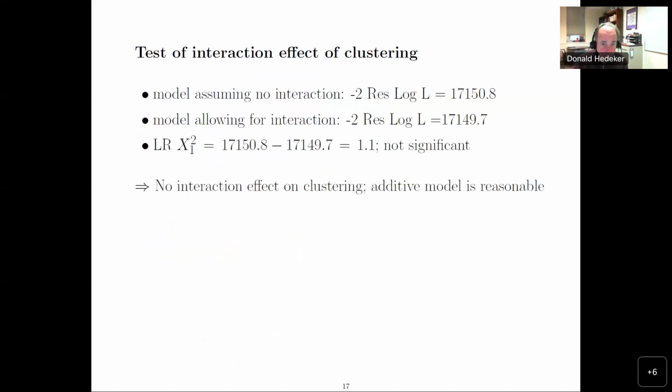Okay. So the model, assuming no interaction, had this deviance here, and -2 times the log likelihood is what's sometimes referred to as a deviance statistic. You can see that they don't differ by much, and the resulting chi-square statistic is like 1. Okay, so there's no interaction effect on the clustering here. The additive model would be reasonable in this case. Again, something to check to help guide which of these two kinds of cross-classified models seems the one to go with.